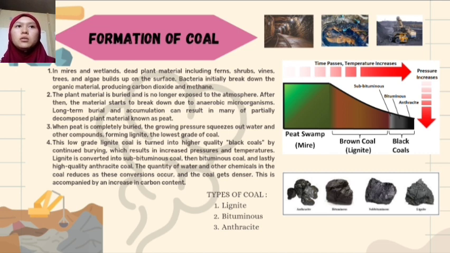coal. This low-grade lignite coal is turned into higher quality black coals by continued burying, which results in increased pressures and temperatures. Lignite is converted into subbituminous coal, then bituminous coal, and lastly high-quality anthracite coal. The quantity of water and other chemicals in the coal reduces as this conversion occurs, and the coal gets denser. This is accompanied by an increase in carbon content. There are three types of coal, which are lignite, bituminous, and anthracite.